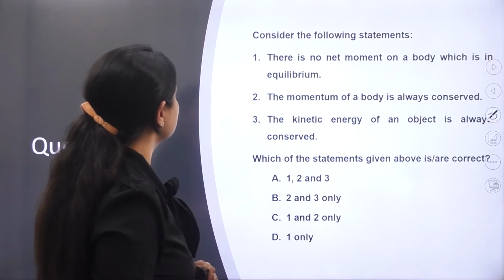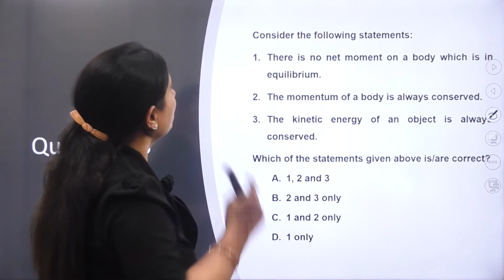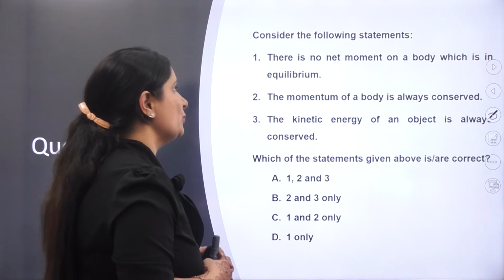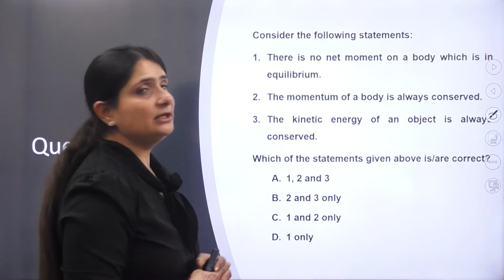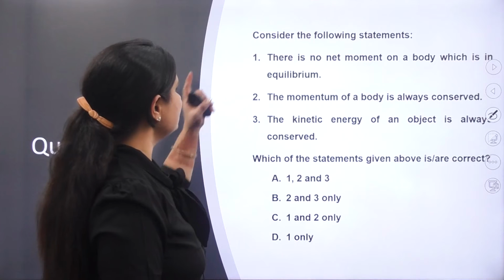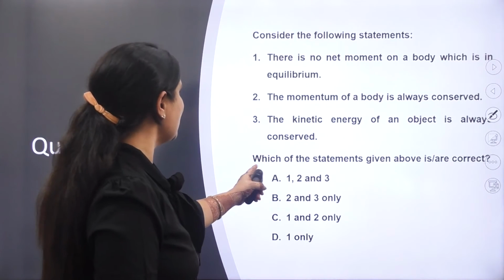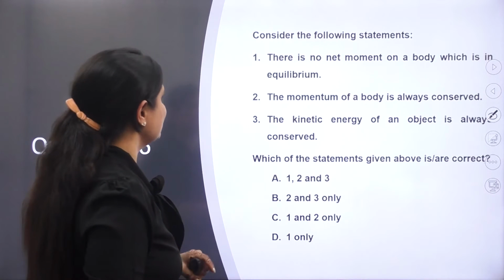Question number 6. Consider the following statements. There is no net moment on a body which is in equilibrium. So when a body is said to be in equilibrium, there is no net moment because the moment before and after is the same. So the first statement is correct. So what is our question here? Which of the statements given above is correct? So statement 1 is correct.